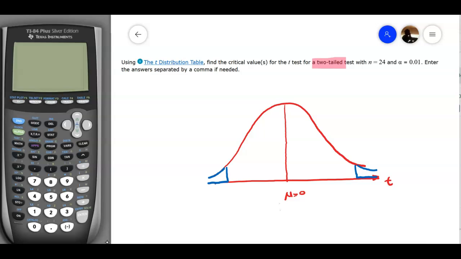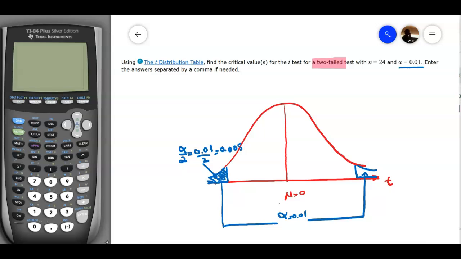Now the alpha that I have here is going to be split in two, so the totality of both of them here is going to be alpha equals 0.01. All right, so that's the sum of both of them. It means that only one side is going to contain alpha divided by 2, which is 0.01 divided by 2, and this is going to be 0.005. Similarly here I'm going to get alpha over 2, which is equal to 0.005.